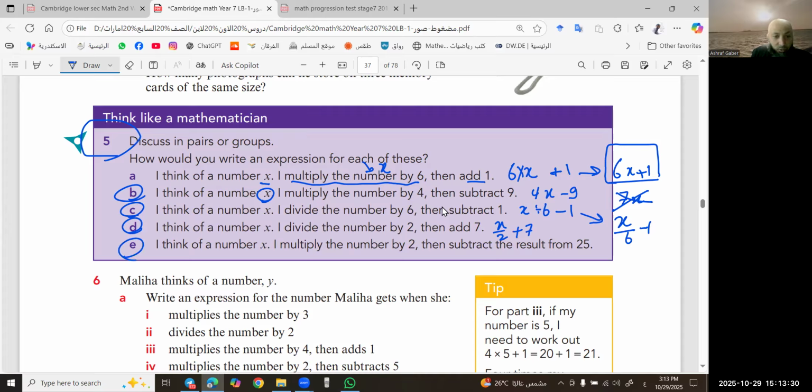In the last exercise, which is E, I think of a number x, I multiply the number by 2. So we get 2x. Then subtract, but be careful with this exercise: then subtract the result from 25. Here it says subtract the result from 25. If we have this word, which is from, we start with the number which is 25, minus 2x. But here we subtract 1, so minus 1. Subtract 9, minus 9, not changed. But in the last exercise, which is E, I multiply the number by 2, then subtract the result, which is 2x, from 25. So 25 minus 2x. Okay?